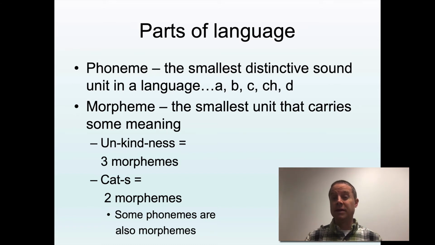There are also morphemes, which is the smallest unit of language that carries meaning. So for instance, in the word unkindness, there are 3 morphemes. In the word cats, there are 2 morphemes. Cat is a morpheme, and the letter S adds meaning to cat. So that letter S is a morpheme when it's added to a word to make it plural. Now, if the letter S is just by itself, it's a phoneme. So that's important. Some phonemes are also morphemes, like the letter I and the letter A. They have meaning by themselves.